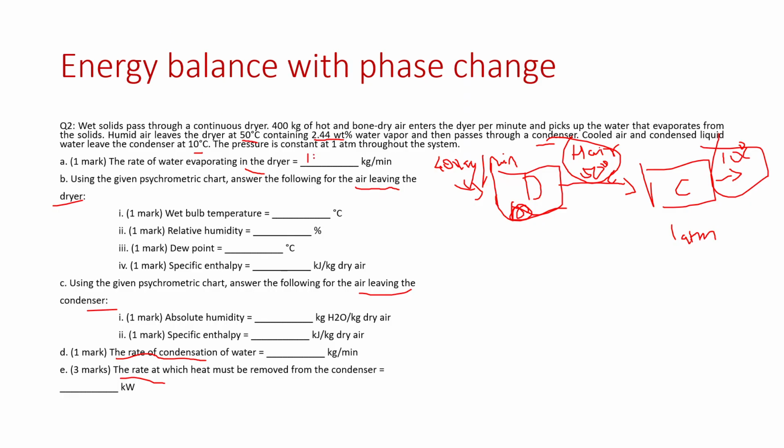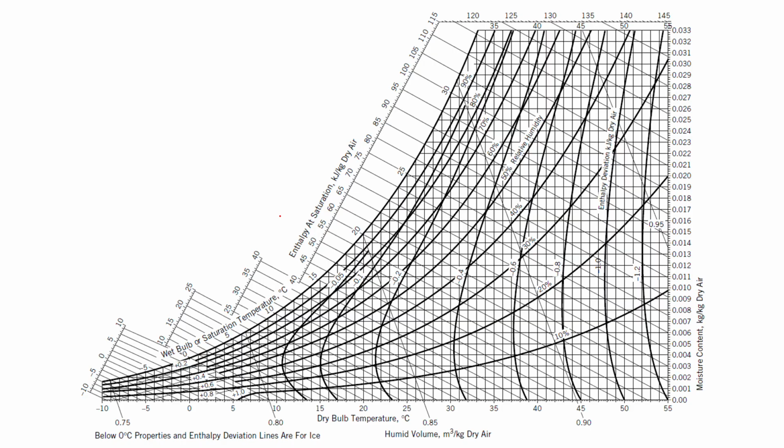Next, what we will be finding are these parameters. So let's see that one by one. First is the wet bulb temperature. So we will find the wet bulb temperature. Let's go to the chart. First let's locate the point. We note that in the question they have given the humid air is leaving the dryer at 50 degrees Celsius. So let's extend this. So this is the 50 degrees Celsius line.